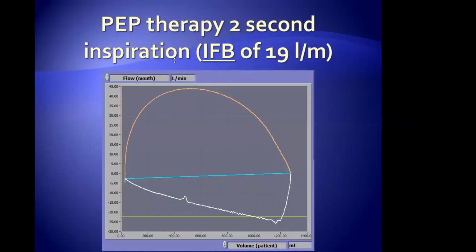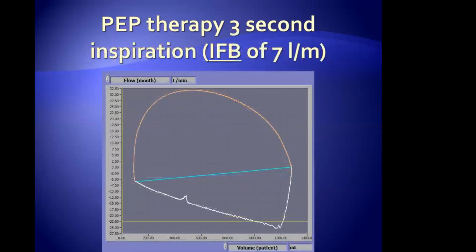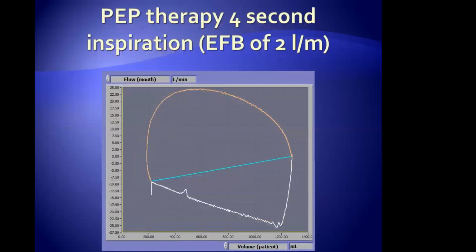PAP therapy, 2-second I time. Again, I'm working to that. Expiratory flow bias of 19 liters a minute. 3 seconds: expiratory flow bias is 7, so it's not so much, but I'm increasing the volumes behind that. So I'm going to use the laws of physics to help me get those secretions out.